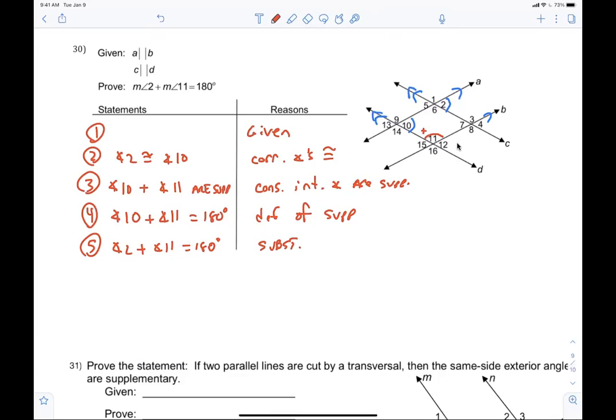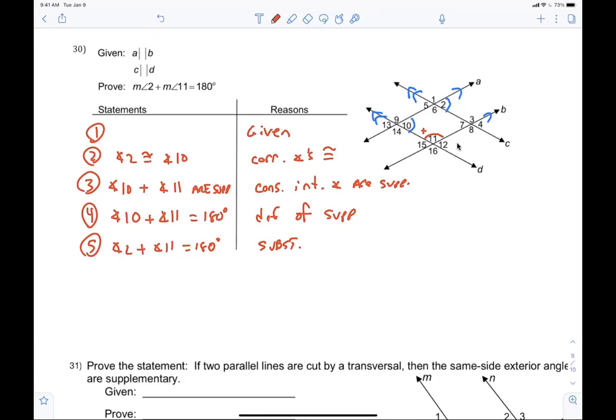You can do it with any of those angles, though. You guys know that, right? It doesn't have to be those particular ones. There's so many different possibilities there. You just have to figure it out. I wouldn't expect you to have that. You can pick any consecutive interior angles and relate them.